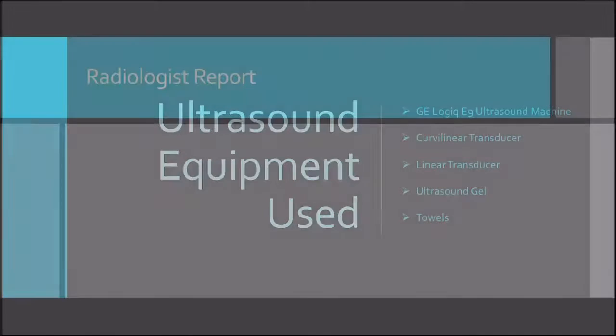The ultrasound equipment we used was a GE Logic E9 ultrasound machine, a curvilinear transducer. We did take some images with the linear transducer just to see if it would be better, but it wasn't, so we didn't include them. We also used ultrasound gel and towels.